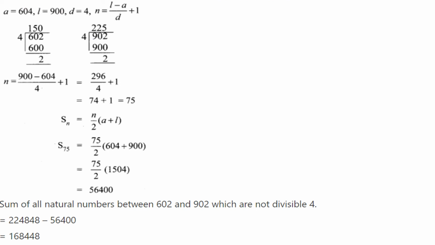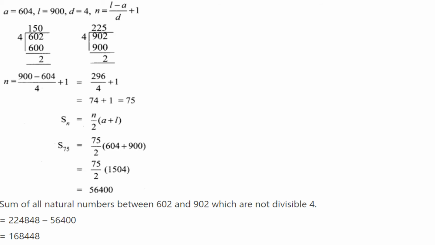Now we will find the sum of all natural numbers between 602 and 902 which are divisible by 4. To make 602 divisible by 4, we have to add 2, so A equals 604. To make 902 divisible by 4, subtract 2 from 902, so L equals 900. A equals 604, that is T1. T2 equals 608, so D equals 608 minus 604, which is 4.